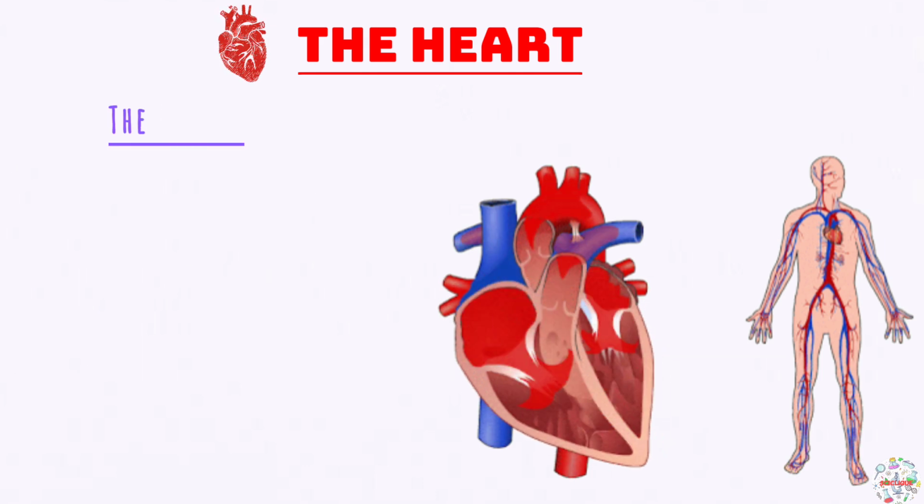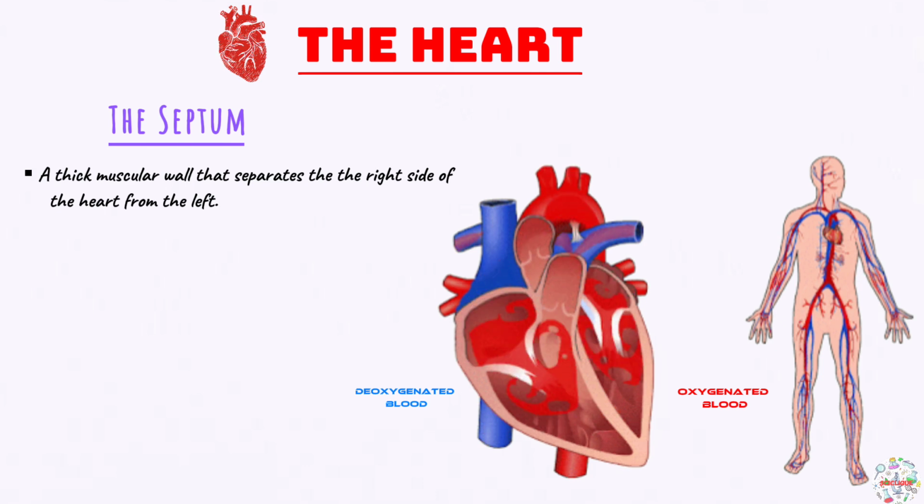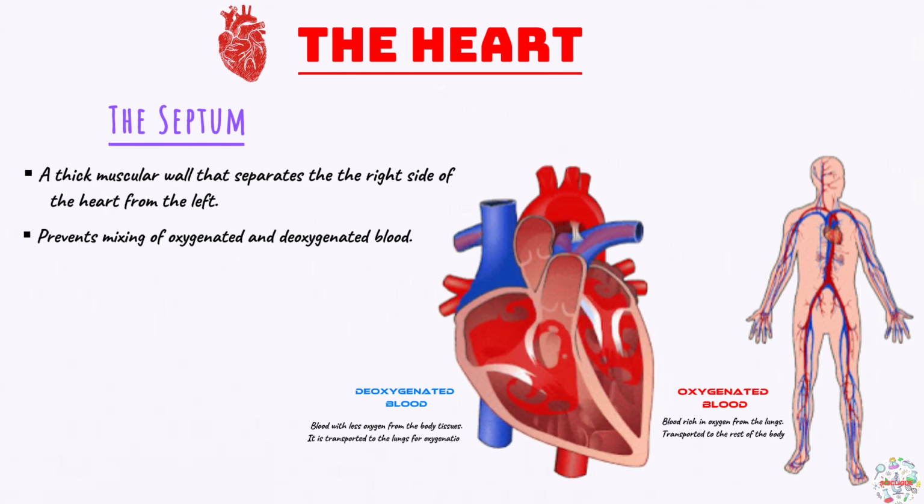Now, there's another structure. This is known as the septum. The septum is a thick muscular wall that separates the right side of the heart from the left side. Now, you'll find that the right side of the heart receives deoxygenated blood, while the left side of the heart receives oxygenated blood. Okay, what do I mean by these 2 terms? When we talk about oxygenated blood, this is blood that is rich in oxygen. It has a high concentration of oxygen. Deoxygenated blood, on the other hand, has a lower concentration of oxygen. So in order to prevent the mixing of oxygenated blood and deoxygenated blood, we have the septum.